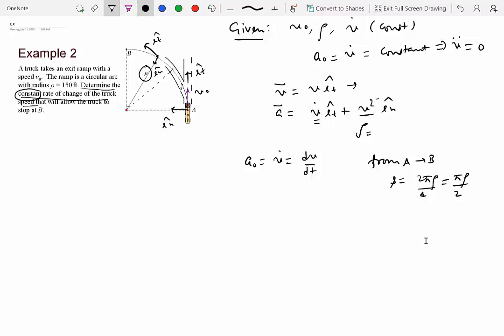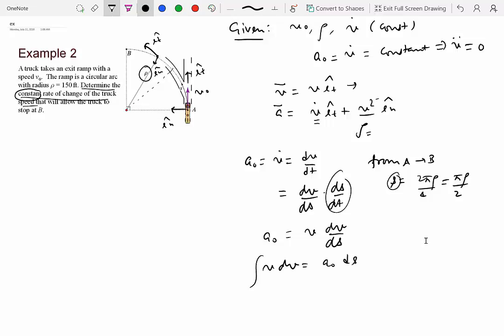So we will do a little change of variable here, because we don't have the time information, but we do have the distance traveled information. So we will write this as dv over ds times ds over dt, and ds over dt we know is v, so we will write this as v dv over ds. That's your acceleration. That's good. What we want to do now is integrate this. So we will write v dv equal to a0 ds.